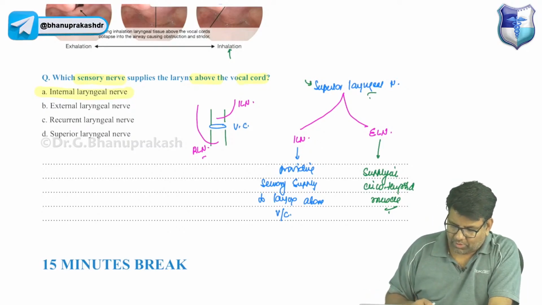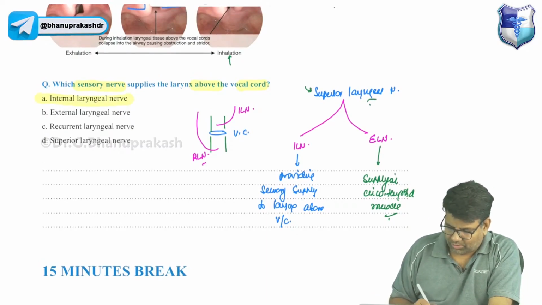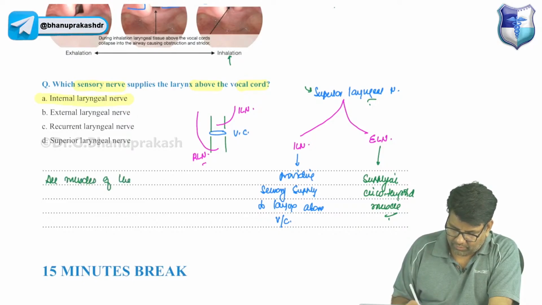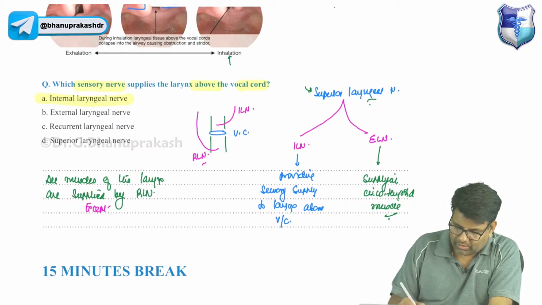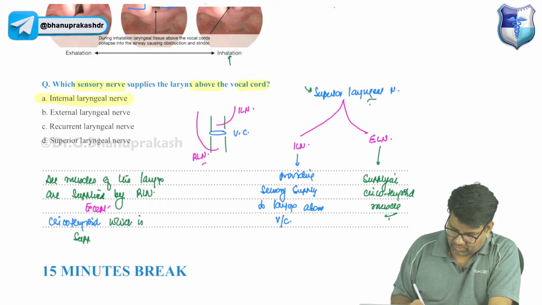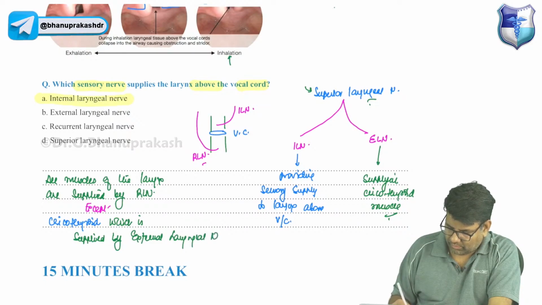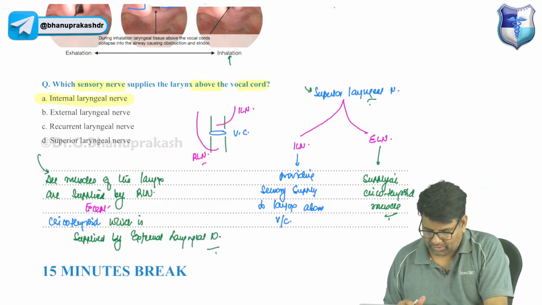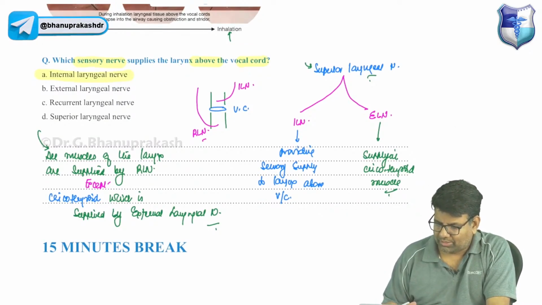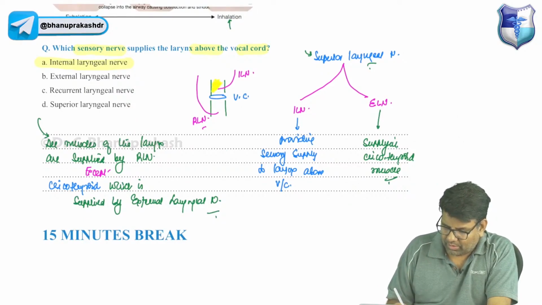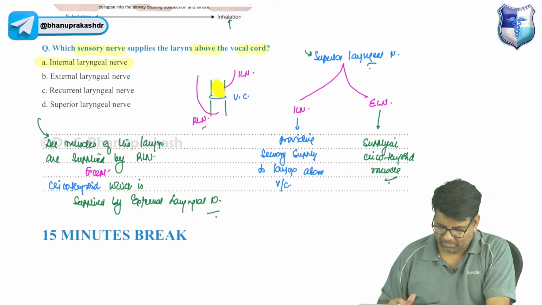Because there is a rule for nerve supply of the intrinsic muscles of larynx. And what is that rule? All muscles of the larynx are supplied by recurrent laryngeal nerve, except the exception is cricothyroid, which is supplied by external laryngeal nerve. Clear? Please remember this statement. All the intrinsic muscles of the larynx are supplied by recurrent laryngeal nerve, except cricothyroid, which is supplied by external laryngeal nerve. External laryngeal nerve is another branch of superior laryngeal nerve. Internal laryngeal nerve, of course, is supplying the area from the epiglottis till the vocal cords. This is all supplied by internal laryngeal nerve.